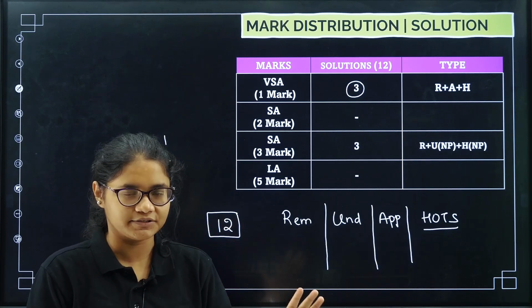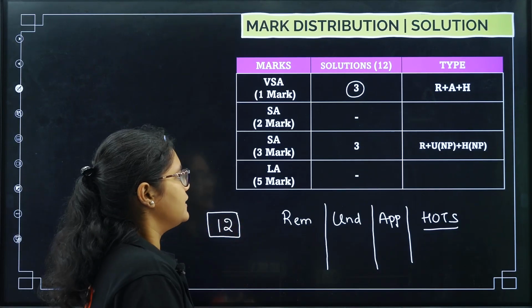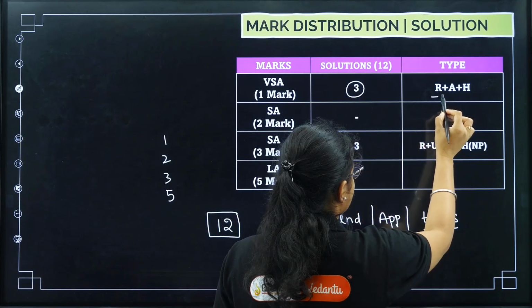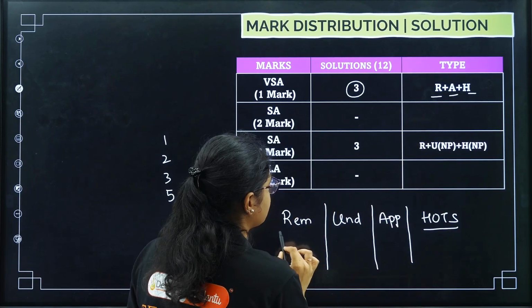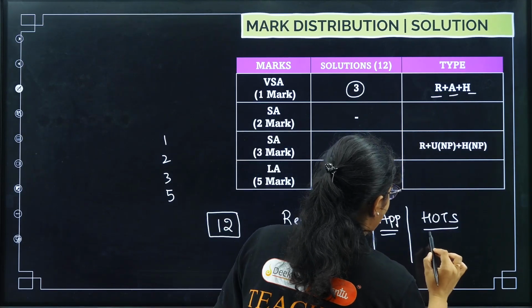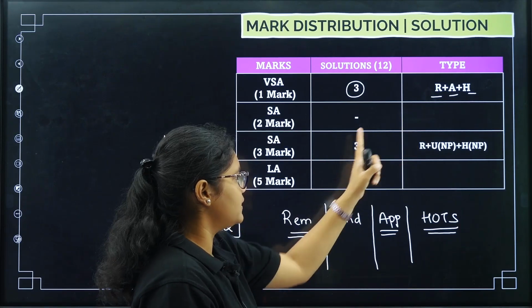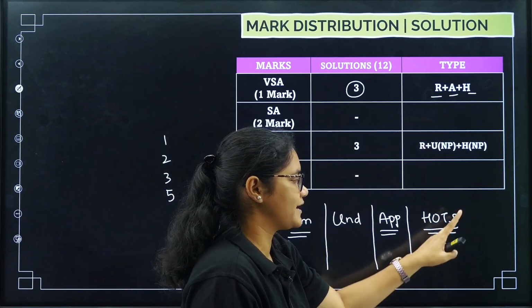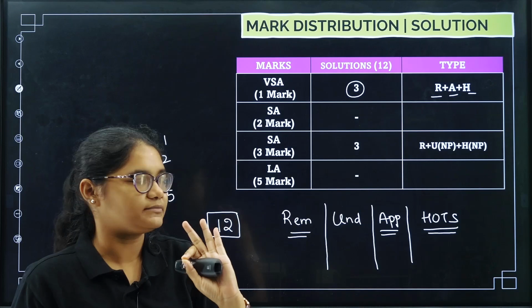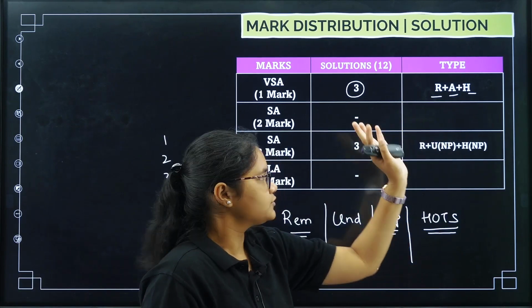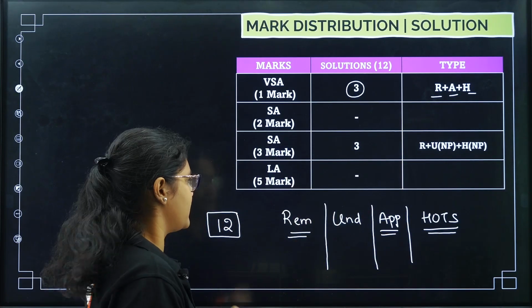So it can be either MCQ or fill in the blanks. Now these 3 questions come under 3 categories, that is remembering, application and HOTS. R stands for remember, A stands for application, H stands for HOTS here. So these 3 MCQs are of these 3 types. So you get 3 marks here, so the total is 12.